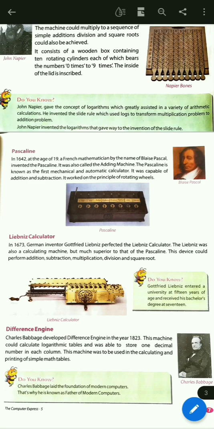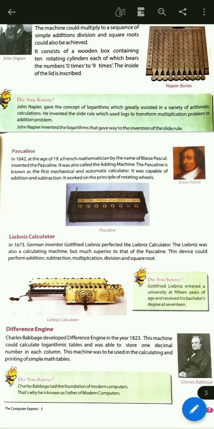The Pascaline is known as the first mechanical and automatic calculator. It was capable of addition and subtraction. Students, when it was invented, it was capable of adding and subtracting digits. It worked on the principle of rotating wheels. So the working of this machine is based on the principle of rotating wheels.